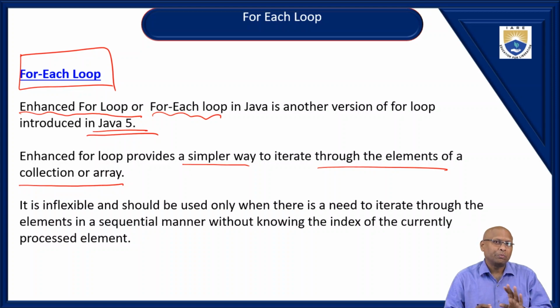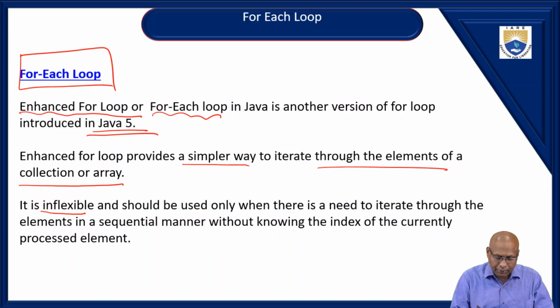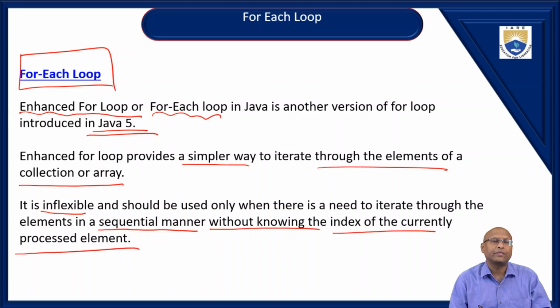It is not an index based loop. It is inflexible and should be used only when there is a need to iterate through the elements in a sequential manner, without knowing the index of the currently processed element. You cannot go randomly. So, if you want to fetch the elements from the collection one by one in a sequential manner, then only you can use this type of loop. So, this is a specialized loop.